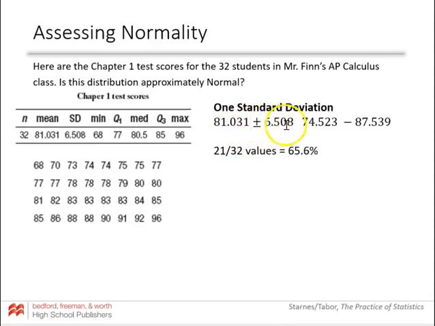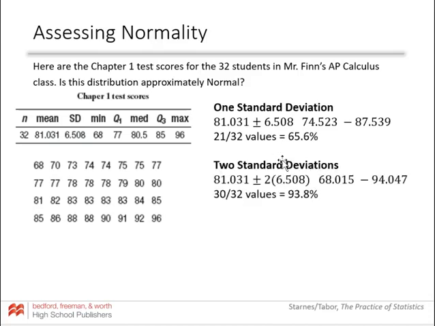If I add and subtract the standard deviation, I'm looking at the range from 74.523 to 87.539. If I count the number of data values that fall in this range, that would be 21. 21 out of 32 is 65.6%. We're going to do the same thing for 2 and 3 standard deviations. For 2 standard deviations, I'm going to add and subtract 2 times 6.508. That gives me this range of 68.015 to 94.047. And again, if I count, that's 30 out of 32 values, which is 93.8%.